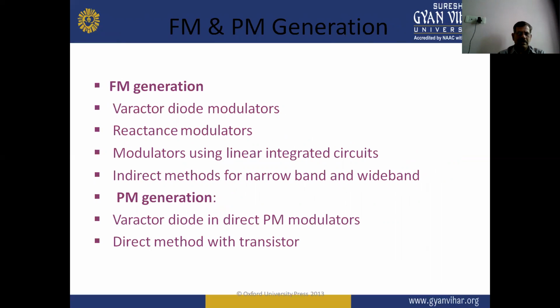Next one is the FM generation. In FM generation, we can generate the FM by use of first, vector diode modulators, second, reactance modulators, and third, modulator using linear integrated circuit. And the last one is the indirect method for narrowband and wideband generation of FM.